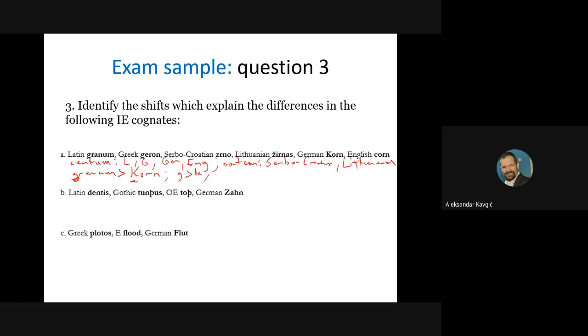And what would you write? What is bdg into ptk? Devoicing. So you simply write ICS, which is first consonant shift, or you write first consonant shift. But again, to put the k, it's devoicing. And that's it. Then in B, Latin dentis, Gothic tunthus, Old English toth, German zahn.